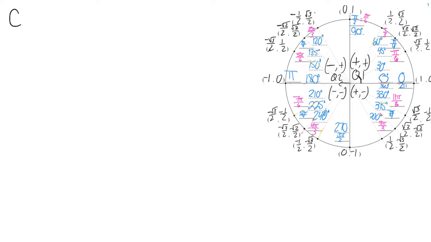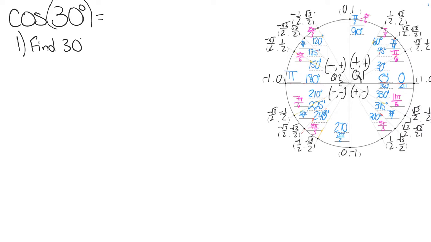Say I give you, find cosine of 30 degrees. We're going to play basic on this one. Your first step, find 30 degrees on your unit circle. Okay, so I found 30 degrees on my unit circle. I just circled it right there.